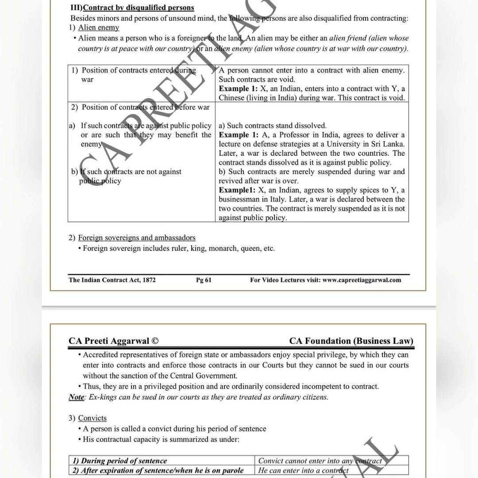Next, we have foreign sovereigns, ambassadors. Now this includes king, queen, monarch, rulers. They have immunity. Okay, they can enter into a contract with us, they can file a case against us in our Indian courts, but we cannot file a case against them except with the approval of the central government. So they are in a privileged position, they are ordinarily considered incompetent to contract because we cannot file a case against them in our Indian court. But ex-kings are treated as ordinary citizens and we can file a case.